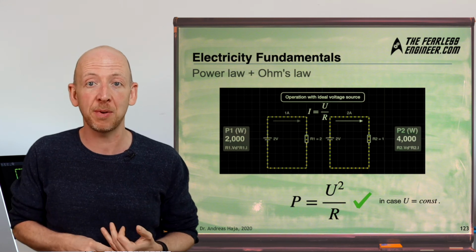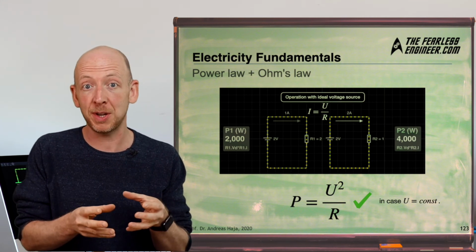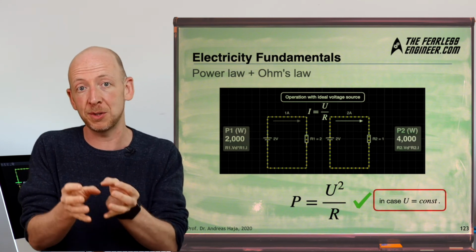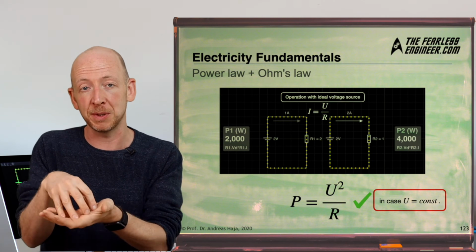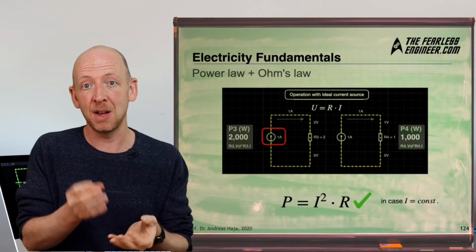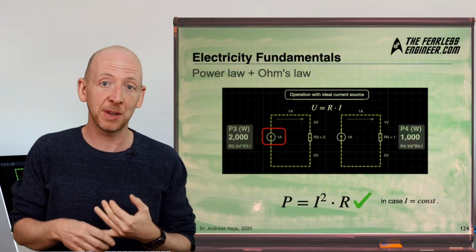And by the way, this only applies if the voltage does not change due to the changed resistance, which is what we assume with a so-called constant voltage source in the equation P equals U squared divided by R. And if we install a constant current source instead of a constant voltage source, the results actually look different. Let's take a look at the simulation here.